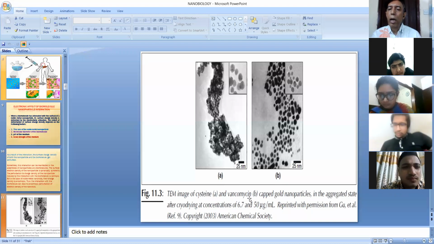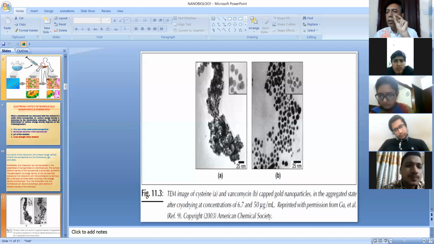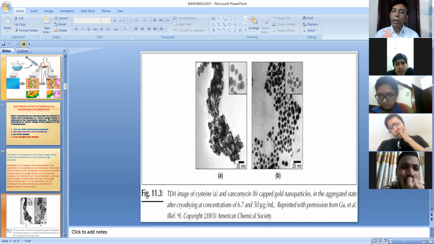So gold is attached with vancomycin here, and gold is attached to cysteine here. The size of the cysteine is small, so there is a high amount of agglomeration here. But the size of vancomycin is large. So you see there is a small amount of agglomeration. They are separated from each other and they are truly nanomaterial.